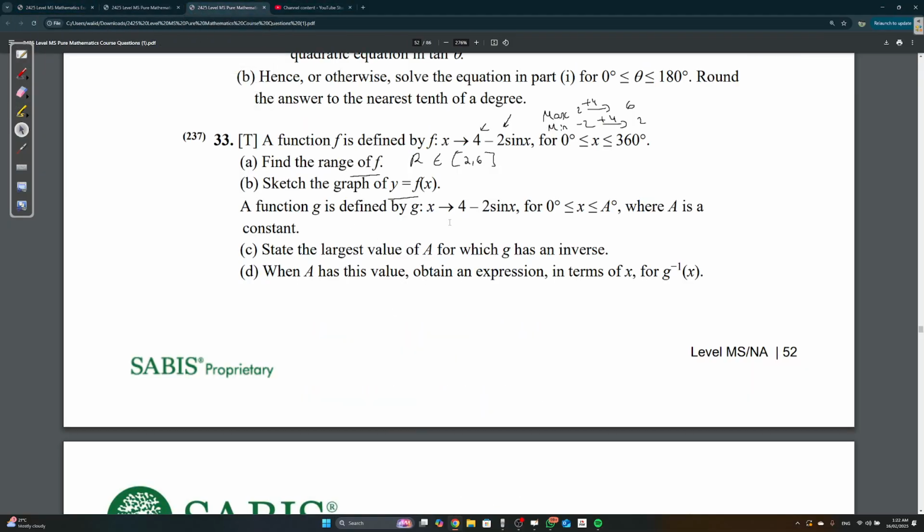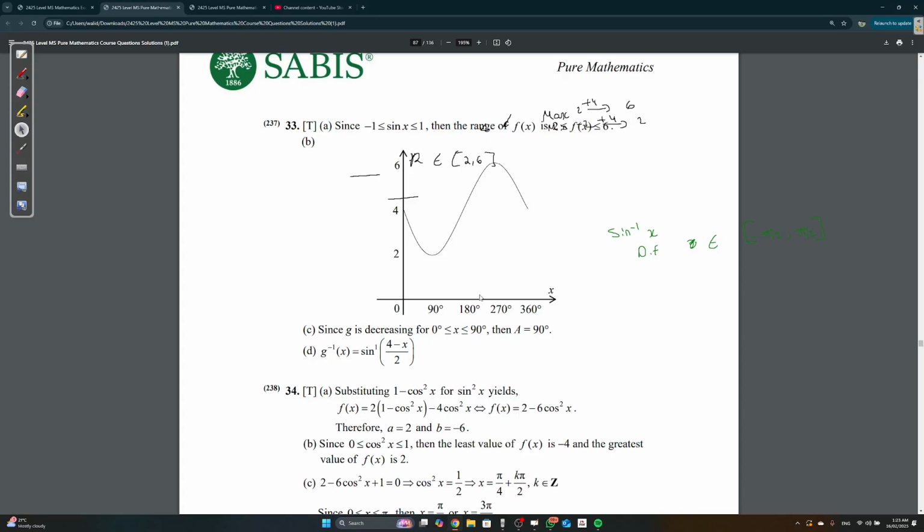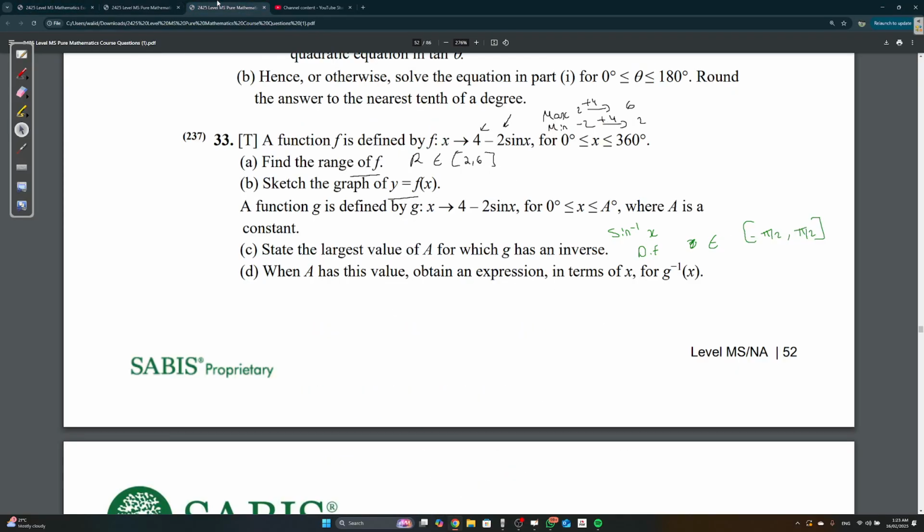Next question: g of x is the same thing, where it's in between 0 and a degrees. State the largest value of a for which g has an inverse. We want the inverse for sine. Remember, for sine inverse x, the domain must be in between minus pi over 2 and pi over 2. So a in radians is pi over 2, but in degrees it should be 90 degrees, right? Because pi over 2 is just 90 degrees.